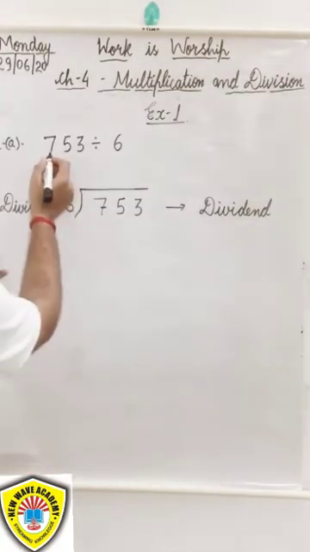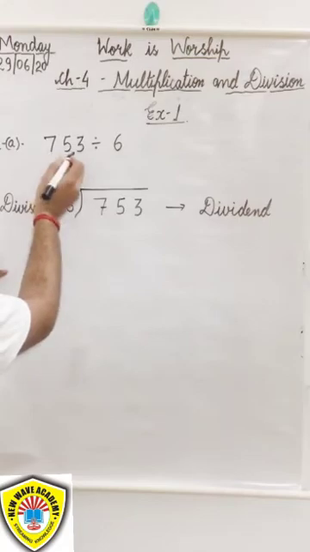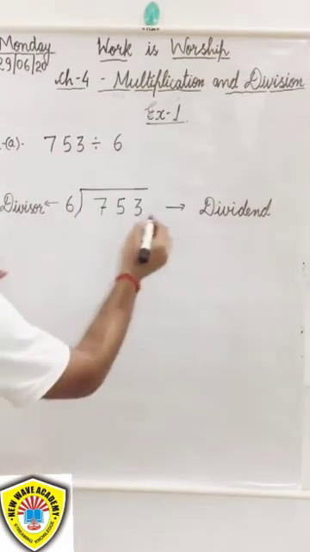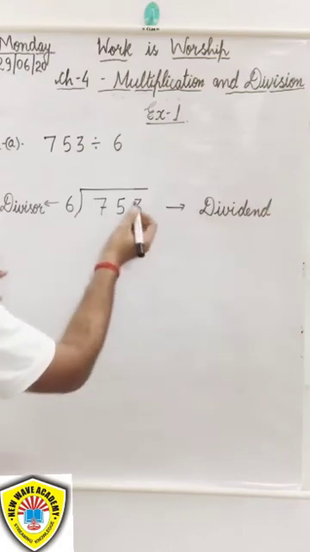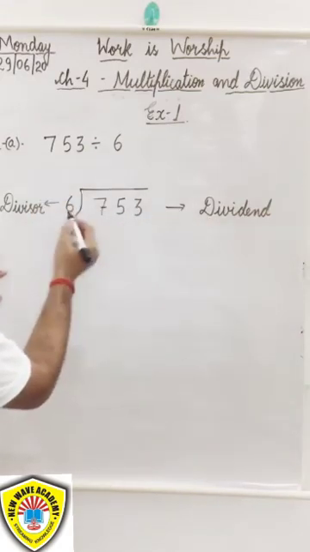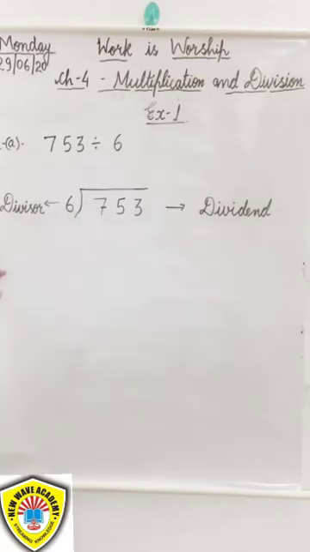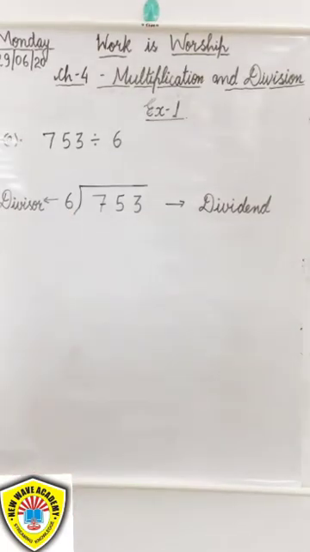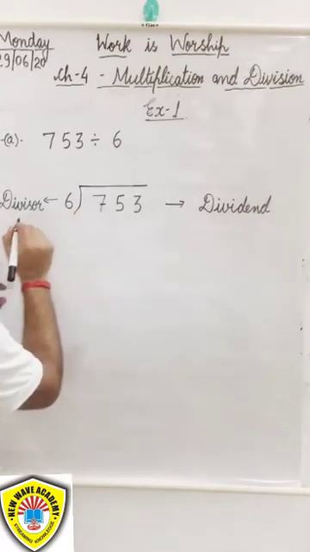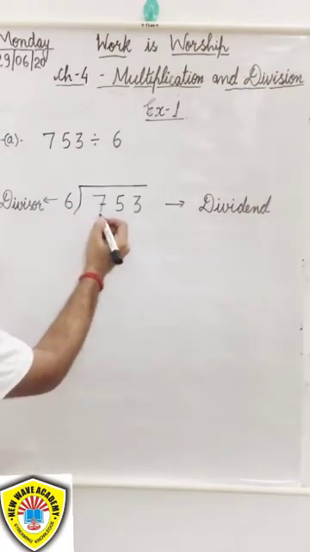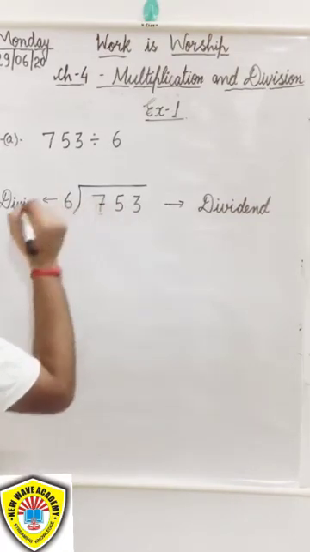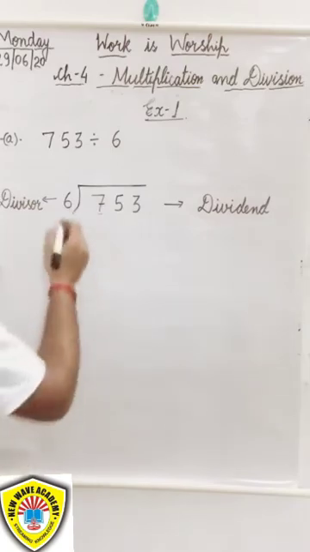And here we have number 753, which is divided by 6. So the number which we want to divide is called the dividend. And the number by which we want to divide 753 is 6. So it is called the divisor. Now let us start the division. Here we have only one digit number 6 as divisor. Okay. So we will take one digit from this side. Now here is 7, which is greater than 6. So we will count the table of 6.